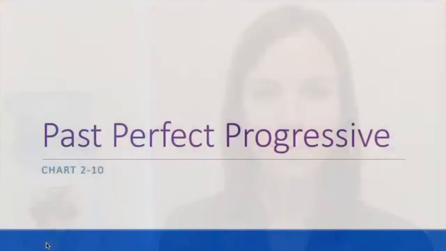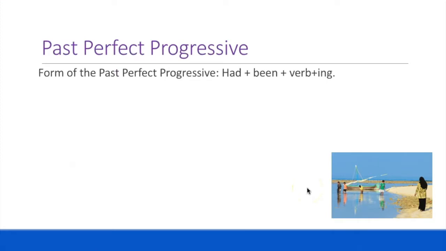In this video, we'll be looking at the forms and uses of the past perfect progressive. Let's begin. The form of the past perfect progressive is had plus been plus the verb with the ing ending.